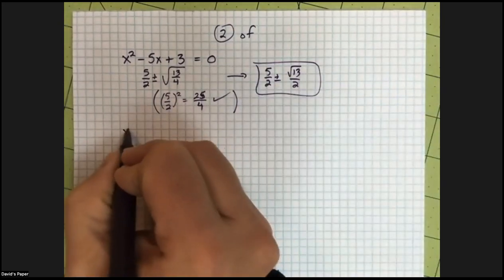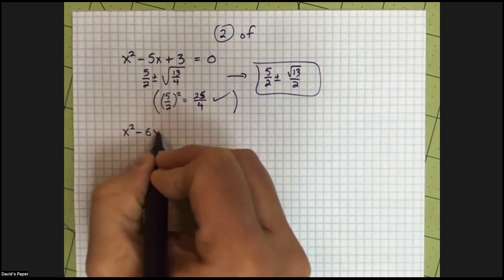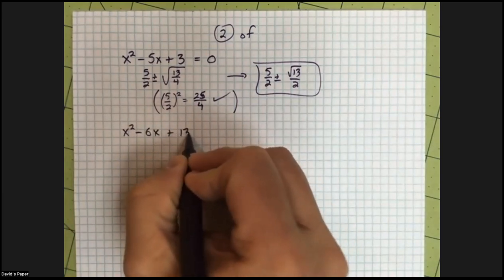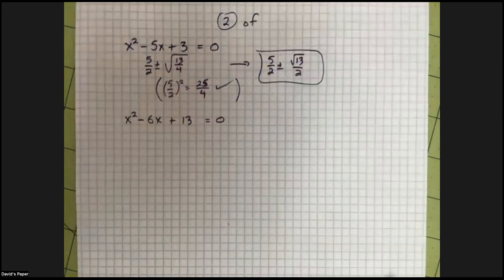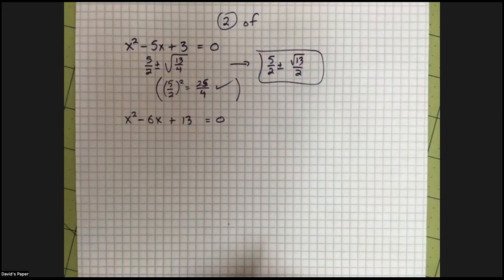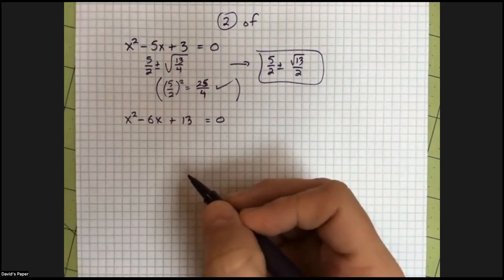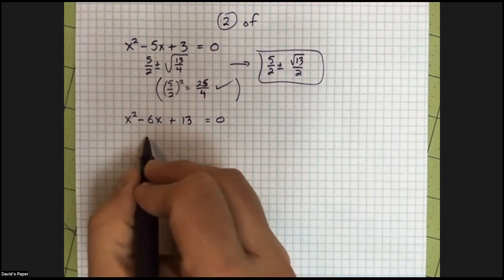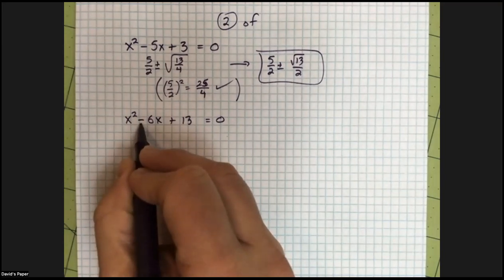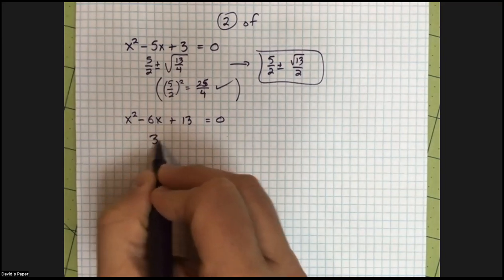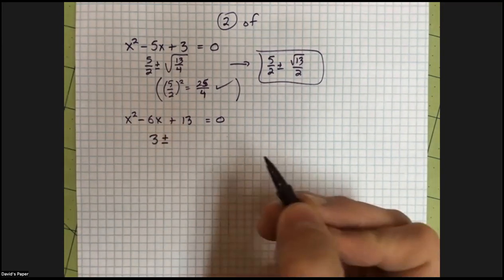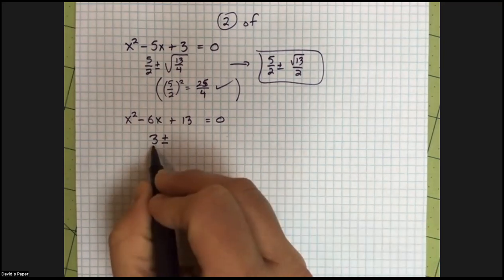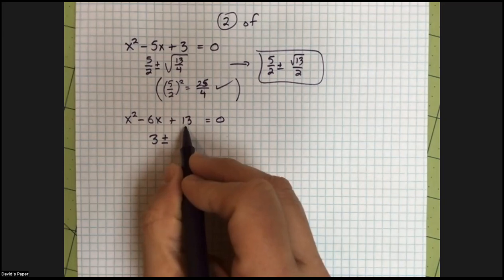Let's try it again. x squared minus 6x plus 13 equals 0. I've got it with my 13s, and I'm trying to make some nice ones for you at the beginning. Okay, what's the number? Half of my 6 is 3. Now you do plus minus. Now square 3 and you get 9. And you notice that you are short of 13.